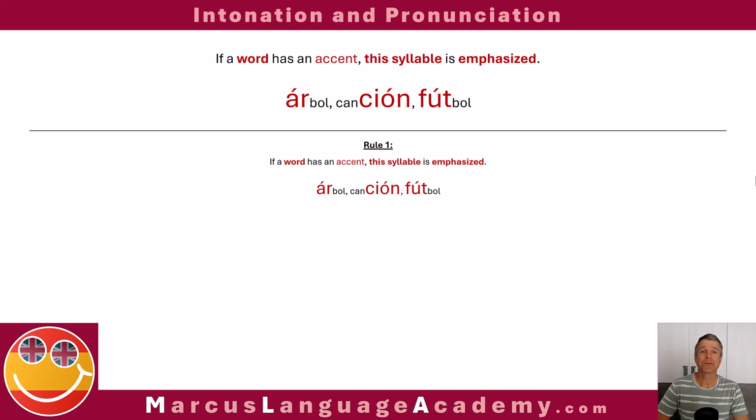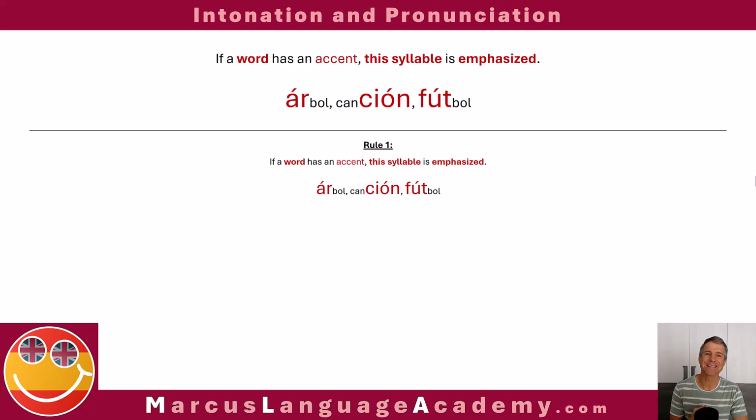So first we start with our intonation, and if a word has an accent, this syllable is emphasized. So we have three words here. Árbol. Árbol is tree, and it has an accent over the first A. So therefore we need to emphasize this syllable. So it's árbol, okay? Not arbol.